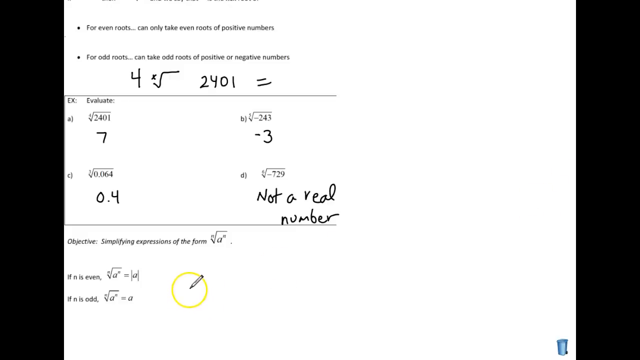Okay, so when we're simplifying these expressions, if we're taking the nth root of a to the n, if it's even, we got to add those absolute value bars. But if it's odd, we do not. Okay, so that's, remember, because you can only take the even root of a positive number, so we're adding in those absolute values to make sure it stays positive.